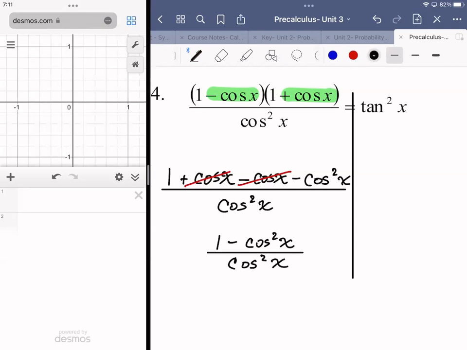Now there's 2 ways that you can go from here. And that's the thing about a proof. Sometimes your brain will take you in one direction. It'll be different from the direction my brain takes me in, but we're both right.